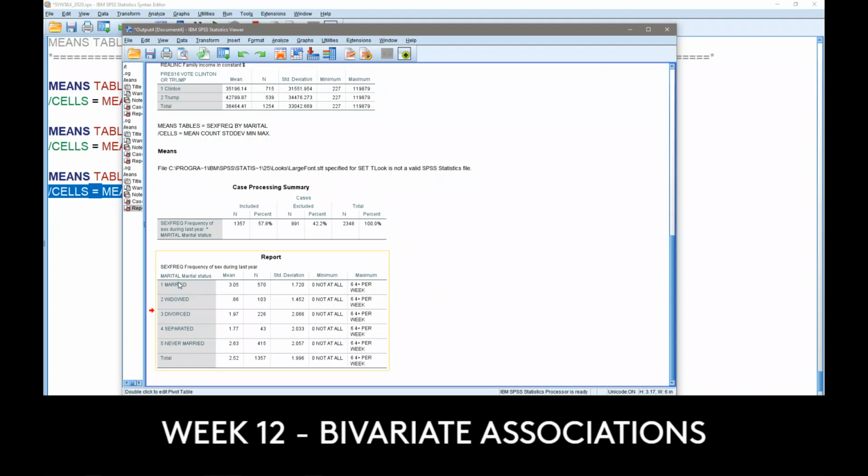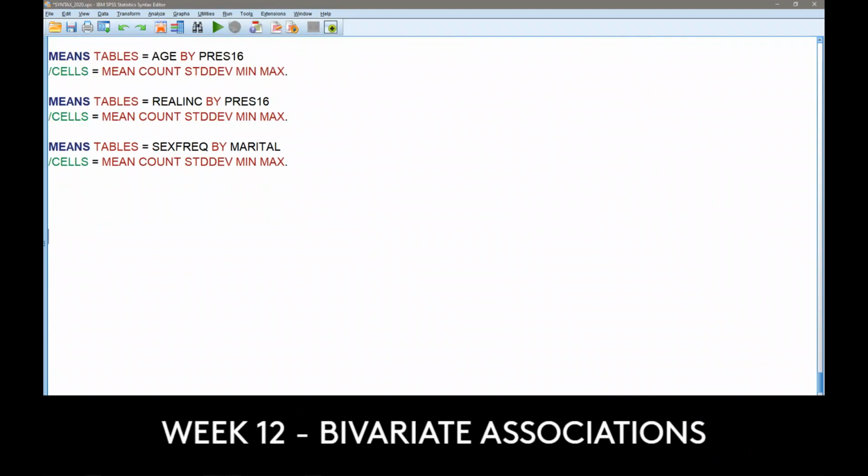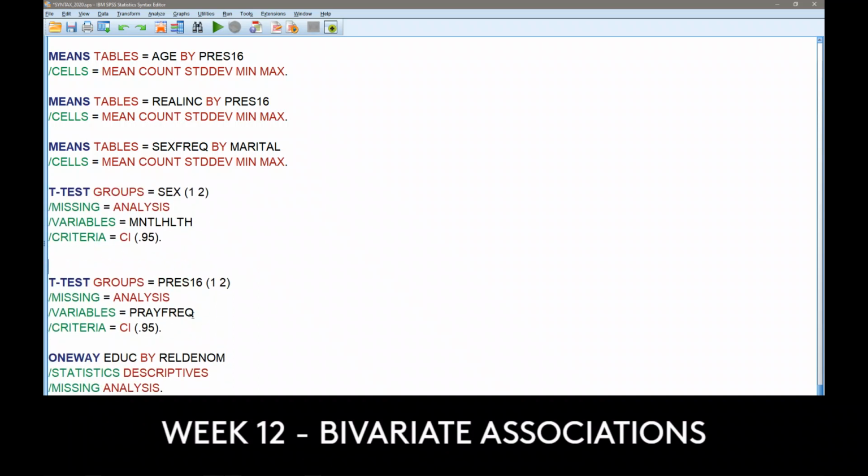We can see that married individuals have a much higher average of sex frequency than any other group. The lowest average are among individuals who are widowed. Following married individuals, people who have never been married have the second highest frequency of sex. So this is some interesting stuff. All right, so that covers basic means tables. Now let's move on to running t-tests.